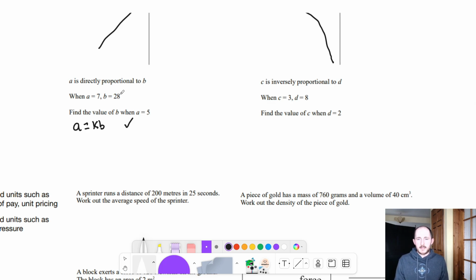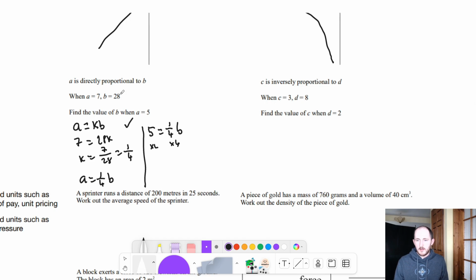Okay? And it says when A is 7, B is 28. So 7 is equal to 28k, which means k is equal to 7 over 28, which is a quarter. So my equation is now A is equal to a quarter of B. Now it says find the value of B when A is 5. So 5 is equal to a quarter B. Times both sides by 4, B is just equal to 20.